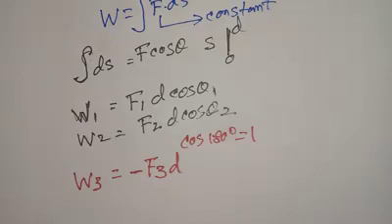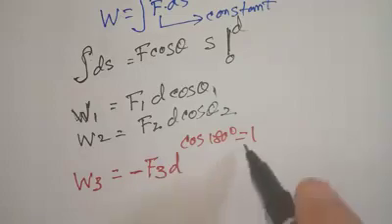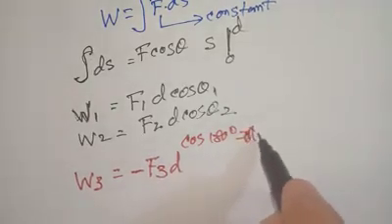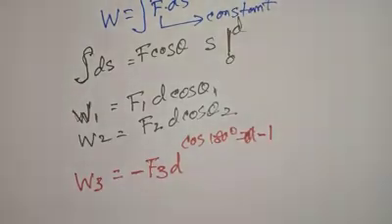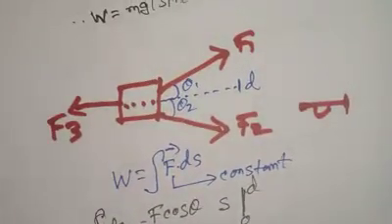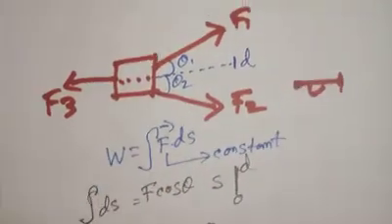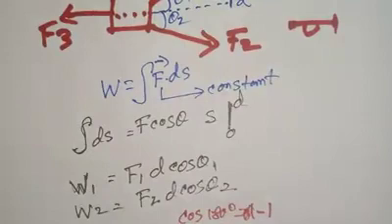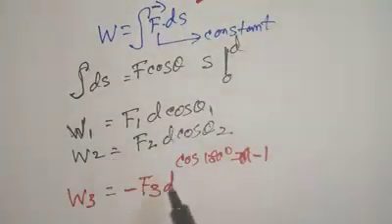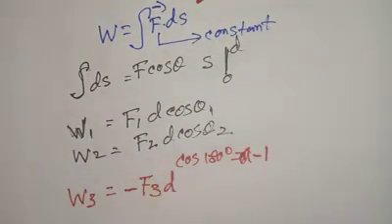So we are almost done with the video. This one is negative. The reason is that cos 180 degrees equals -1. So the work done on the third part, that is W3, equals minus F3 d. Why? Because it is at 180 degrees. Just simply by integrating, we find out work done 1, work done 2, and work done 3 would be this. This brings to the end of the video.